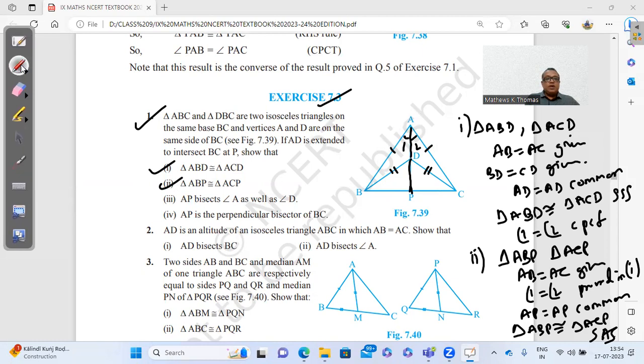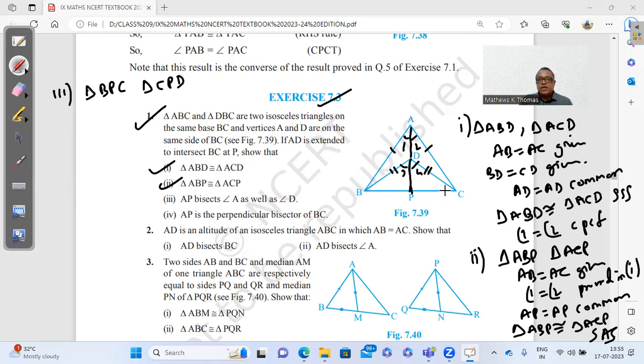Now we have the third part, AP bisects angle A as well as D. So AP is bisecting angle A, that we have already proved, 1 and 2 are equal. Now we have to prove that AP bisects angle D. That means we have to prove this 3 and 4 are equal. So for that we will take the smaller triangle BPD and CPD. If I am able to prove these two triangles congruent, then only I can say that 3 equal to 4.